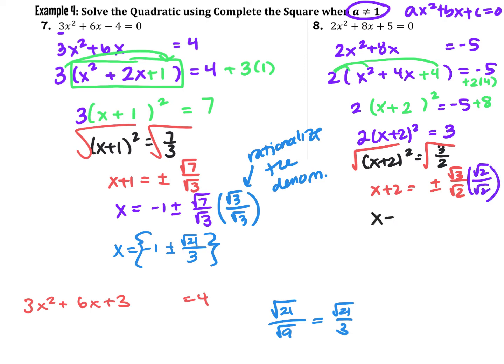I'm also going to subtract 2 on both sides, so negative 2 plus or minus the square root of 3 times the square root of 2 is going to give me the square root of 6. The square root of 2 times the square root of 2 is going to give me the square root of 4, which is 2.